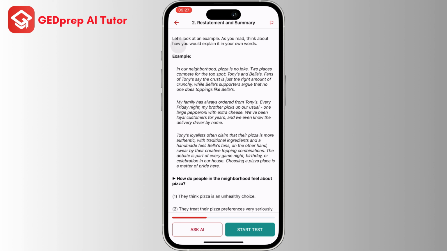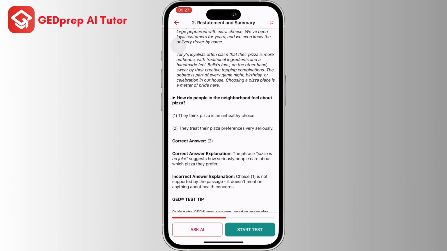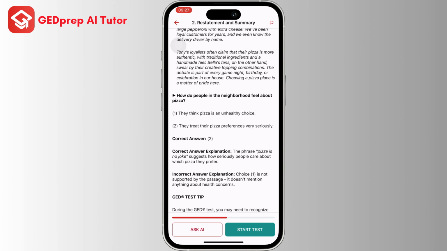Tony's loyalists often claim that their pizza is more authentic, with traditional ingredients and a handmade feel. Bella's fans, on the other hand, swear by their creative topping combinations. The debate is part of every game night, birthday, or celebration in our house. Choosing a pizza place is a matter of pride here. Now here's the question. How do people in the neighborhood feel about pizza?